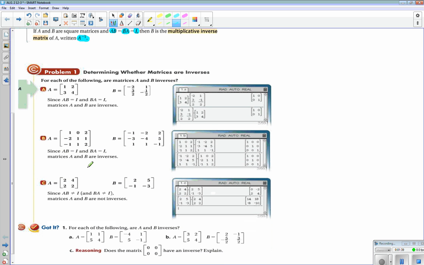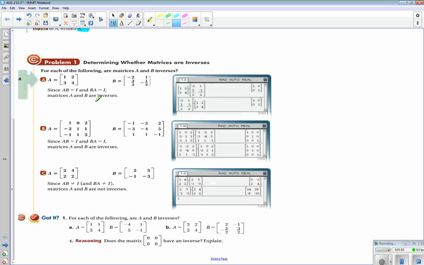All right, so to determine whether matrices are inverses, all we have to do is multiply them and see if we get ones along the diagonal. So I'm going to show you, in this example, they put these matrices in a graphing calculator, and you can see that the result is the identity matrix. So since A times B is the identity and B times A is the identity, then A and B are inverses. So you put them in both ways, and if they come out inverses, then you know you've got it.